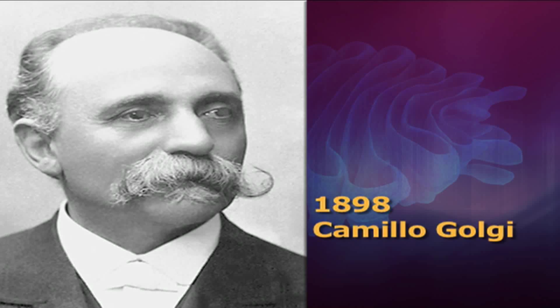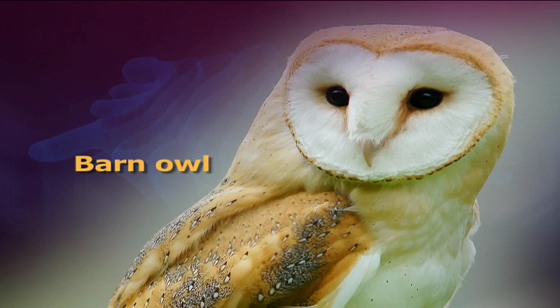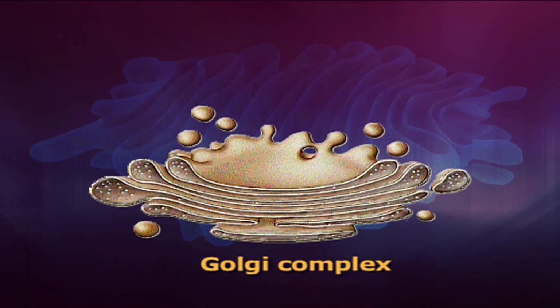Camillo Golgi in the year 1898 discovered an internal reticular apparatus in the nerve cells of the barn owl as a special cytoplasmic area impregnated with silver nitrate. These stained regions were termed as Golgi apparatus or Golgi body. Under the electron microscope, it has been observed that these regions show flattened membranous vesicles. These are known as Golgi complex.